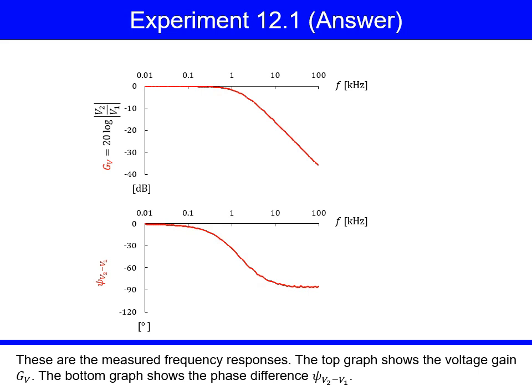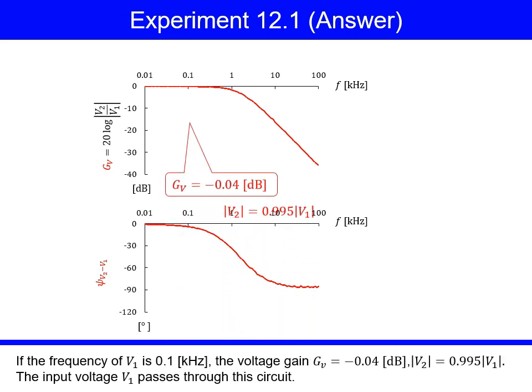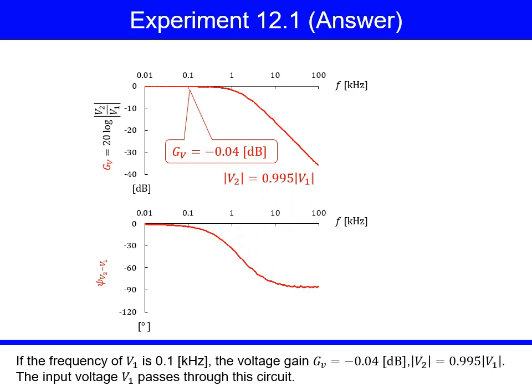These are the measured frequency responses. The top graph shows the voltage gain GV. The bottom graph shows the phase difference psi V2 to V1. If the frequency of V1 is 0.1 kHz, the voltage gain GV equals negative 0.04 decibels. The absolute value of V2 equals 0.995 times the absolute value of V1. The input voltage V1 passes through the circuit.